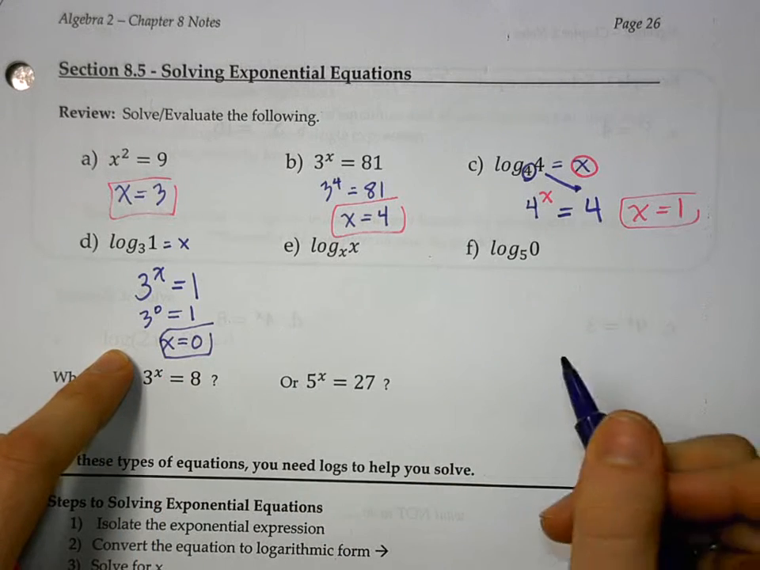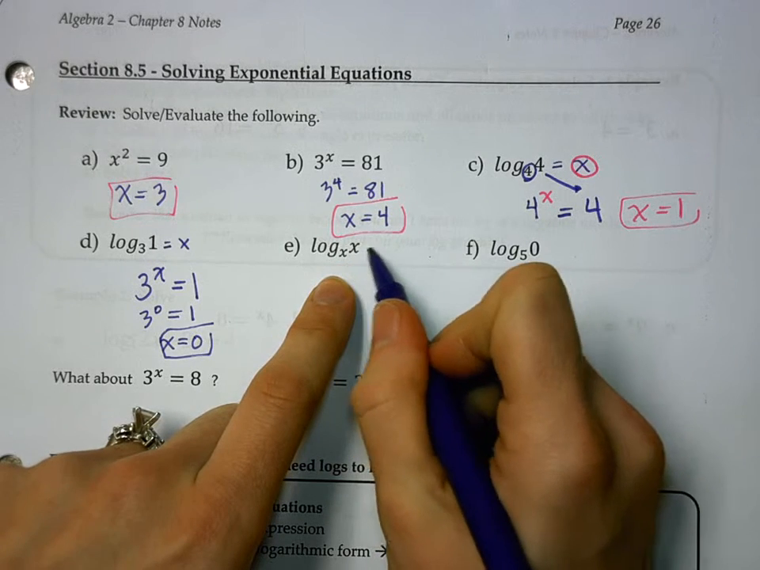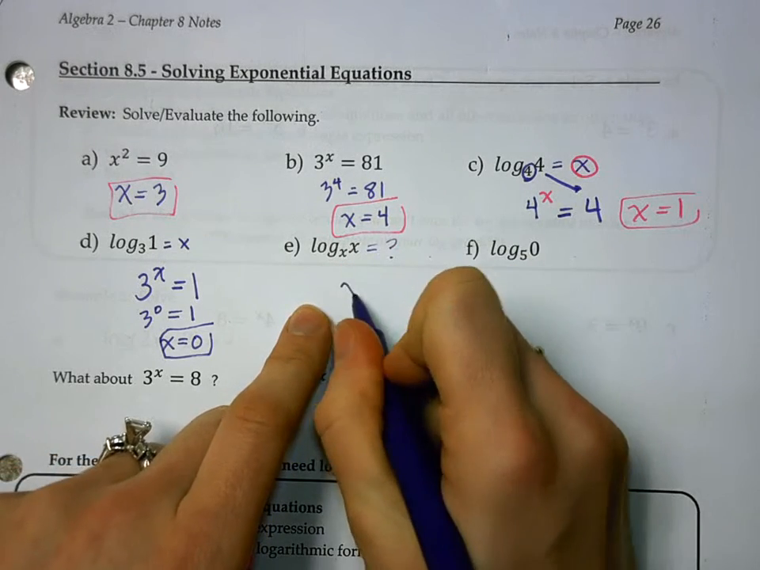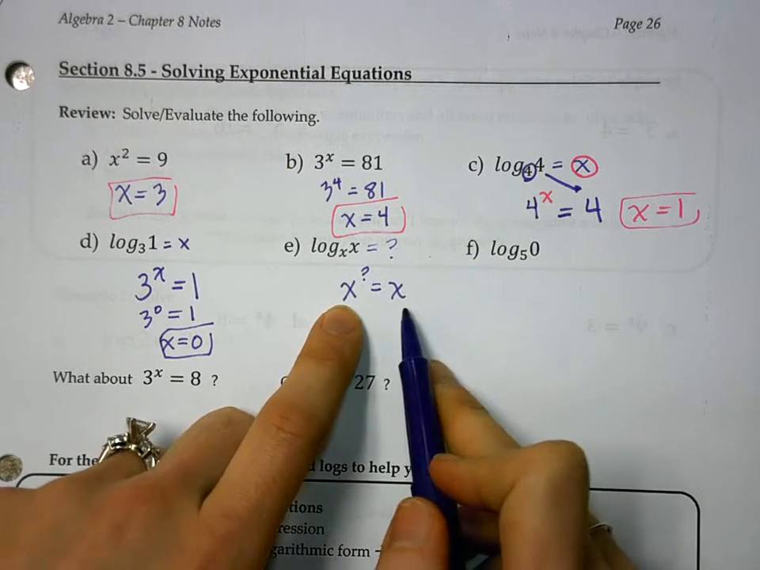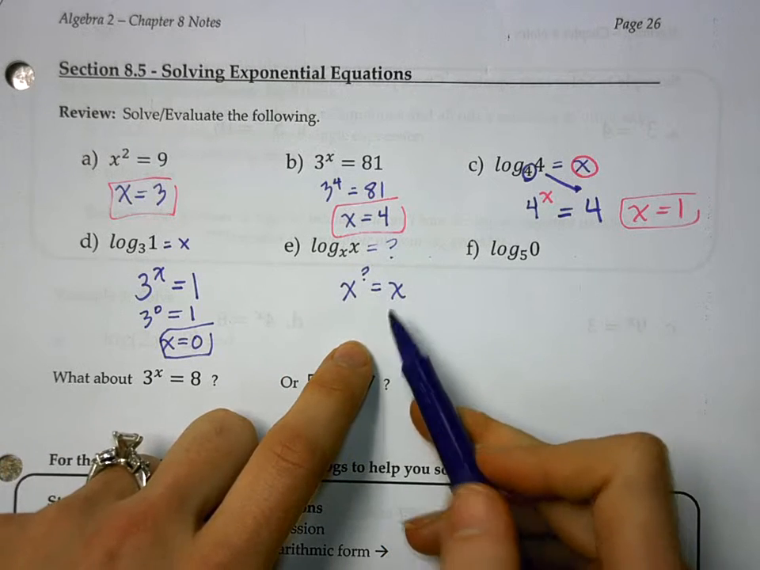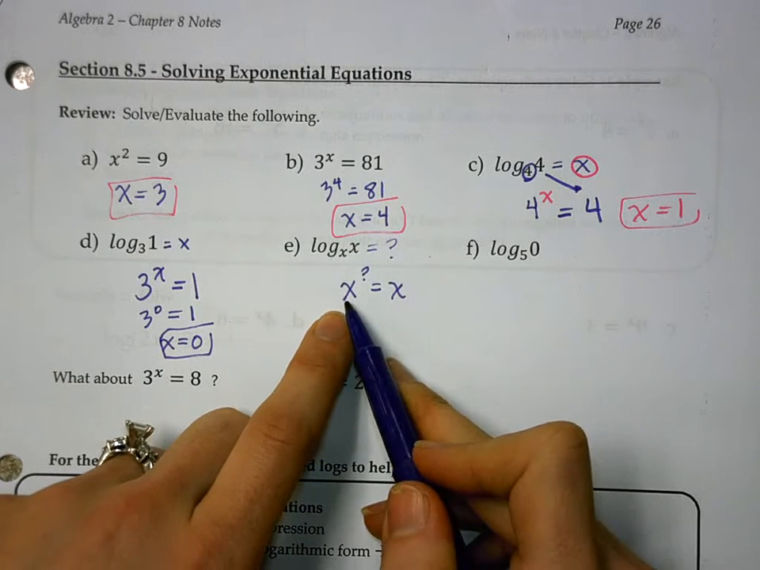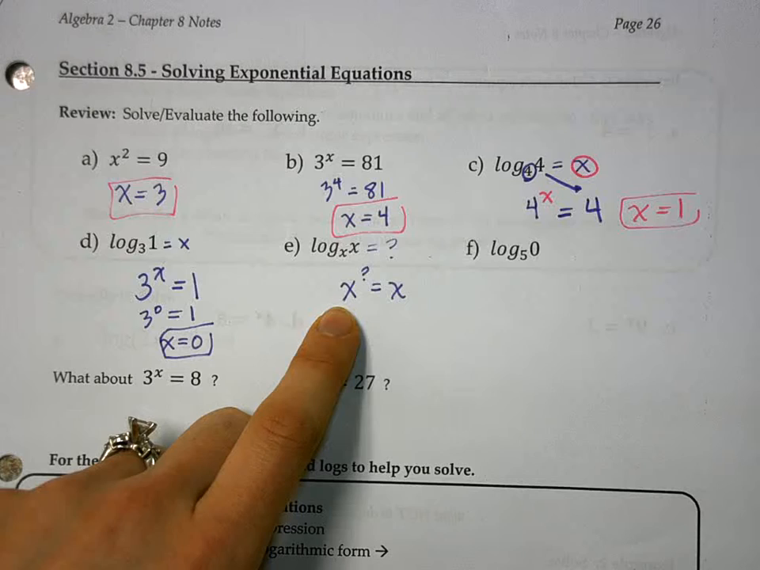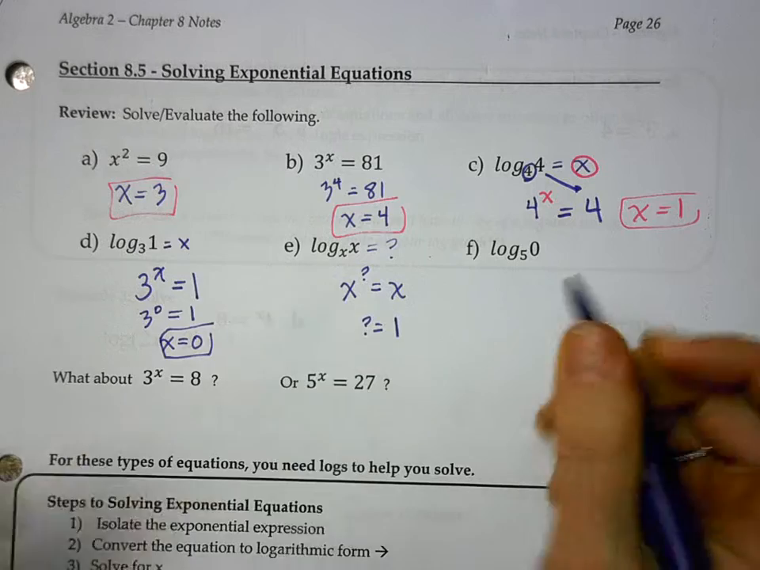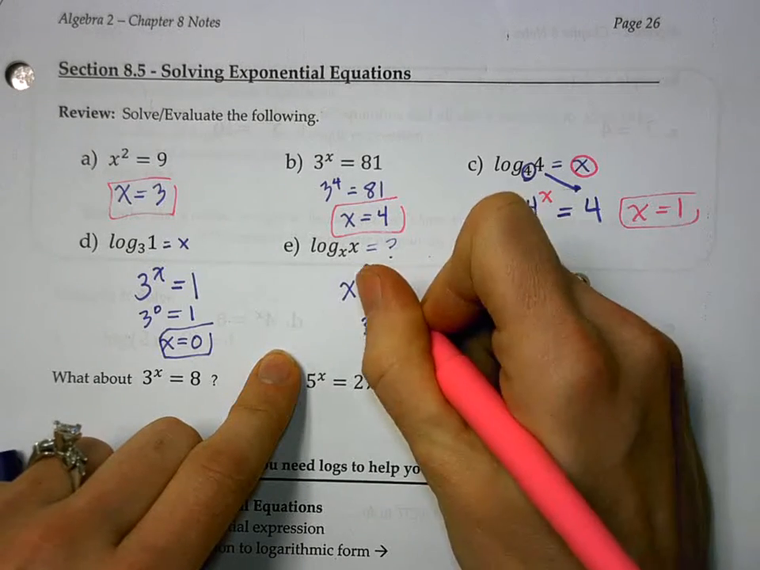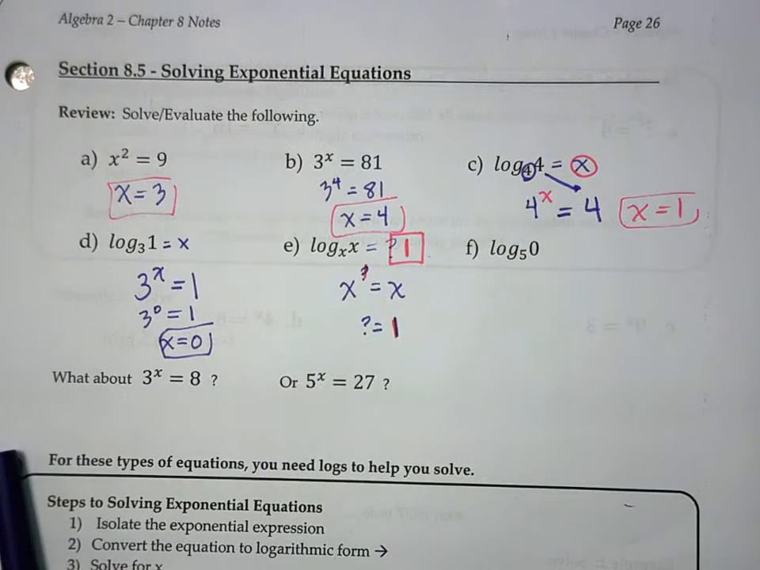Looking at letter E, remember x just represents a number. So if we say, I'm going to call this a question mark, x raised to what power would equal x? Well, let's think about if this was the number 5. 5 raised to what power would equal 5? Or let's think if x was 6. 6 raised to what power would be 6? Well, any number raised to the first power would equal the same number back. So that question mark there would equal 1. X raised to the first power is what will give me x back. So in this case, the answer would be 1.